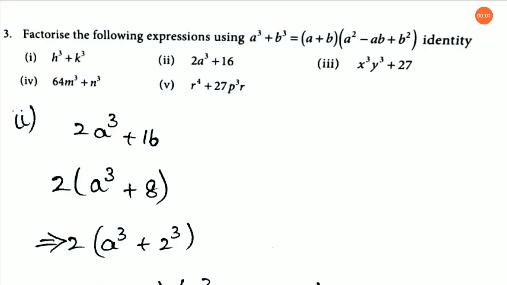Now look at the third sum. Factorize the following expressions using, they are giving you the formula itself. a cube plus b cube is equal to a plus b into a square minus ab plus b square. They are giving you the identity formula and asking us to solve.